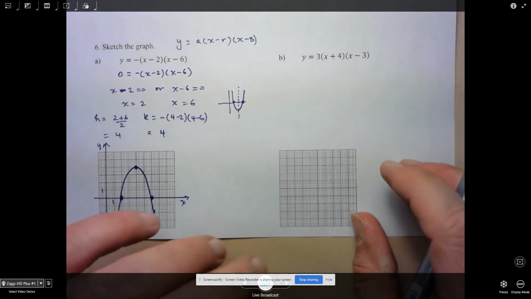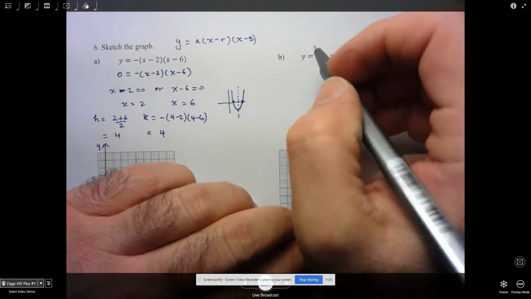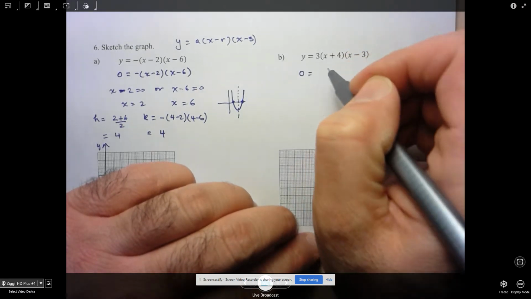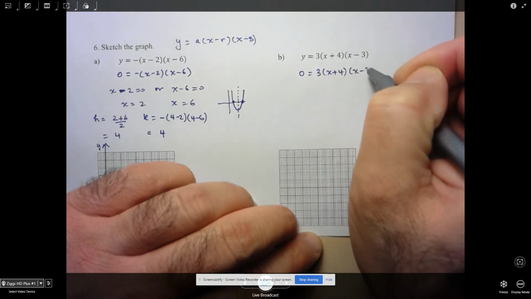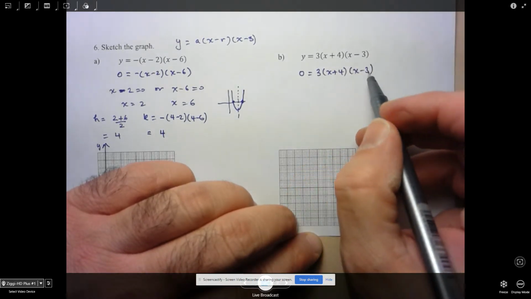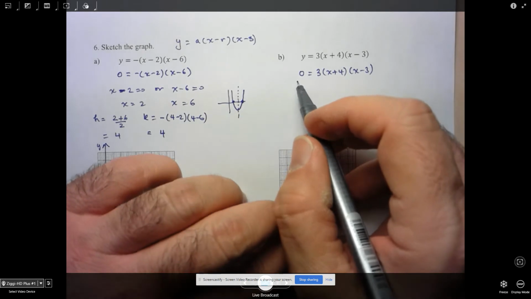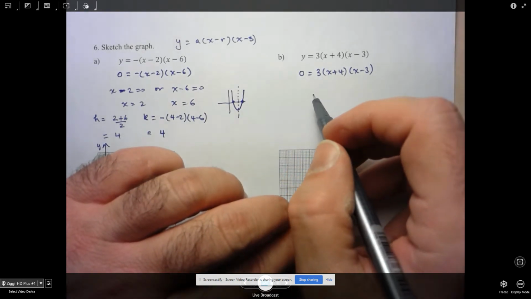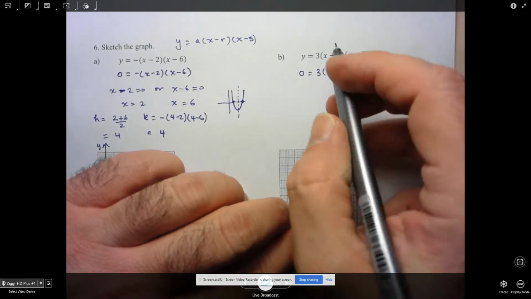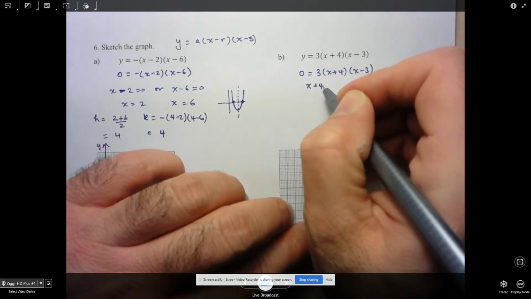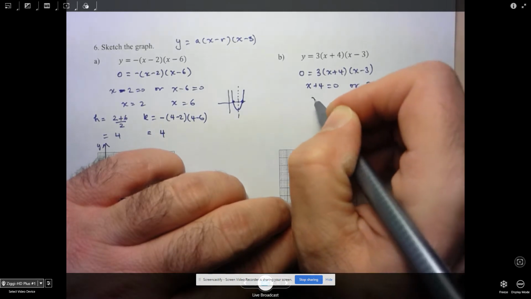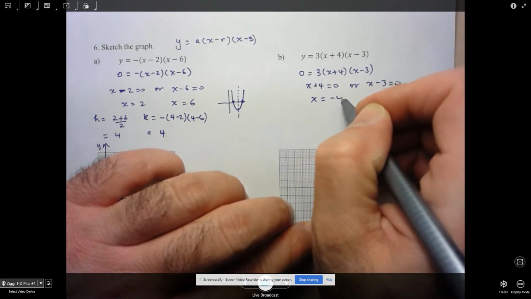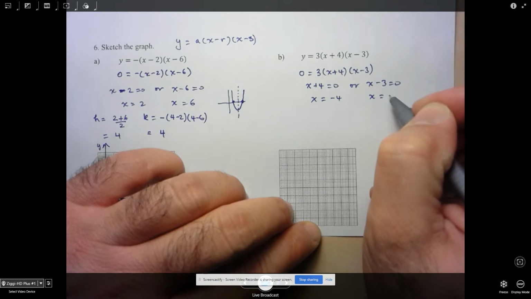All right, so let's take a look at the second one, and again, very similar. We're looking for the x-intercepts, so we make the y value equal to 0. All right, and again, I've got the product of a bunch of expressions that equal 0, so the only option is that one of these things has to be equal to 0. 3 can't be equal to 0, but x plus 4 certainly can. Okay, or x minus 3 can also be equal to 0. So what are my x-intercepts? -4 or 3.